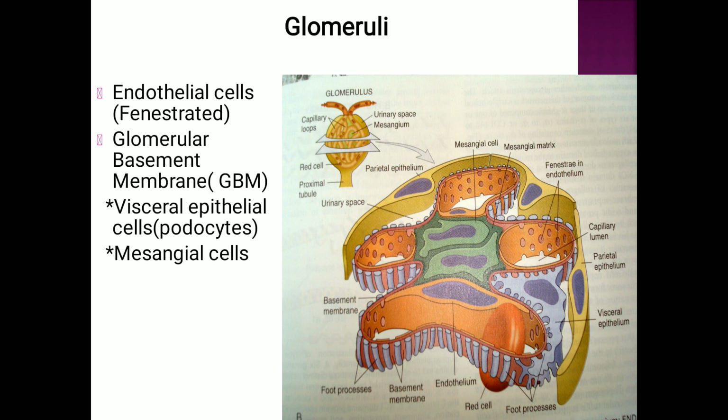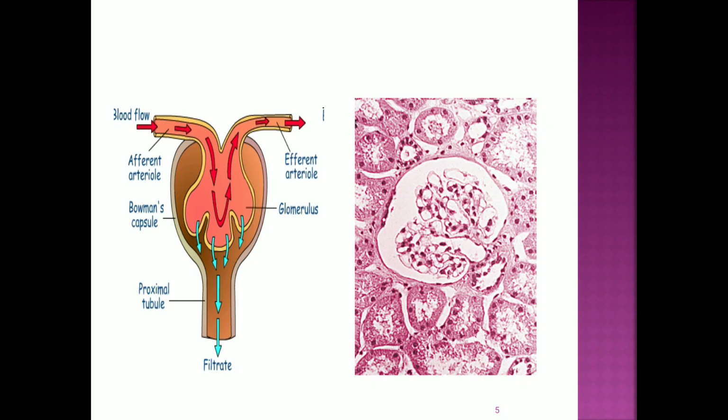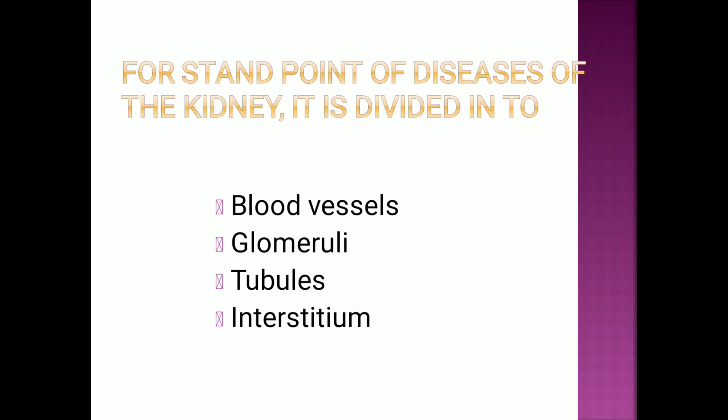Glomeruli. It consists of endothelial cells, fenestrated glomerular basement membrane, visceral epithelial cells, that is podocytes, and mesangial cells as shown in the figure. This is the structure of a glomerulus, showing the blood flow through afferent arteriole, through the Bowman's capsule and glomerulus, it is filtered, and blood is returned back by efferent arteriole and filtrate goes to proximal tubule.